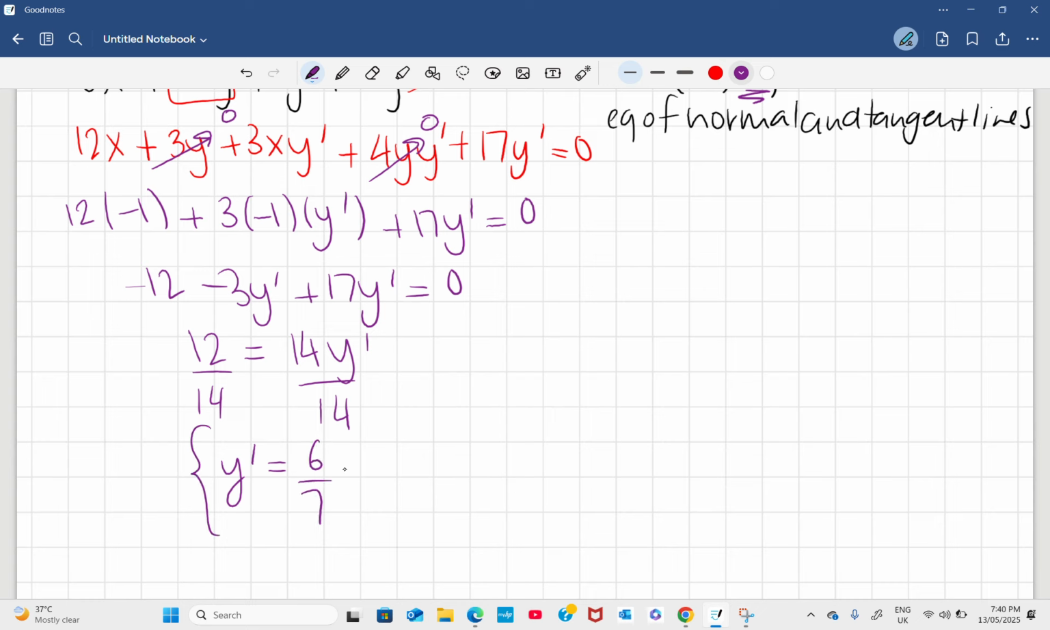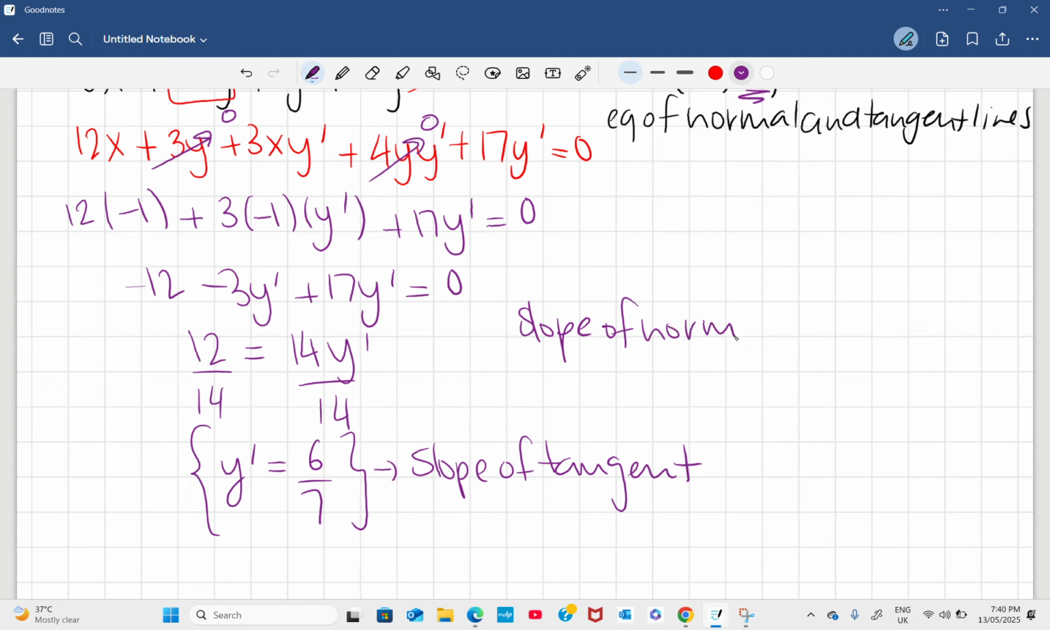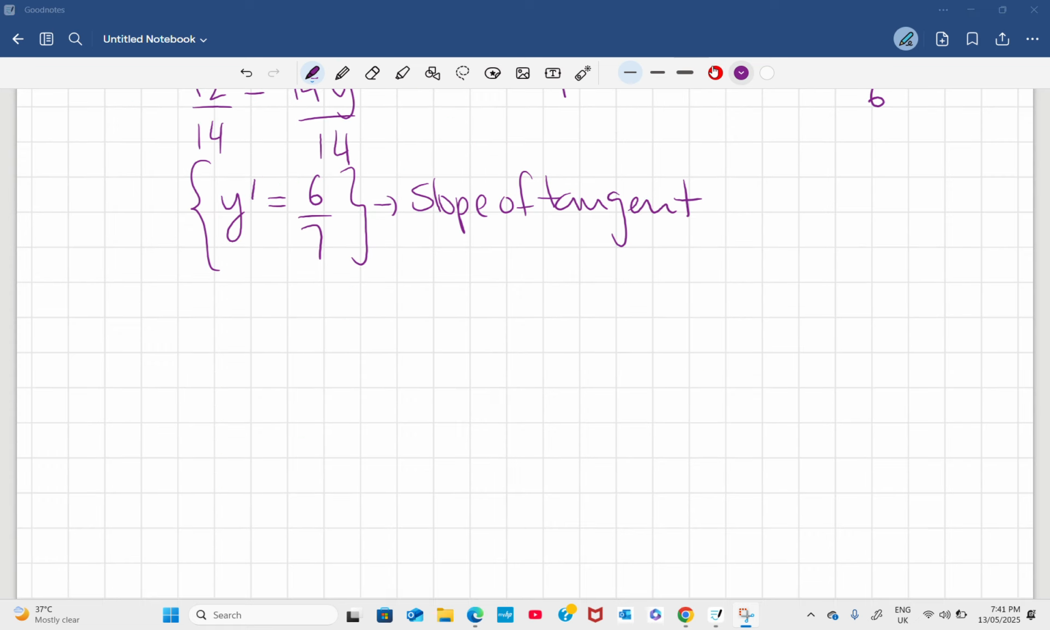Now this is my slope of tangent line, not the normal line, so this is the slope of tangent. Now, what is the slope of normal? We said we flip the fraction and change the sign. Not flip the equation, flip the inner reciprocal of the fraction, so negative 7 over 6. Now let us find the equation.